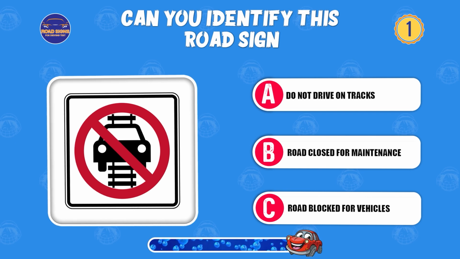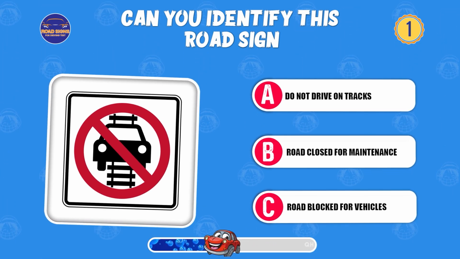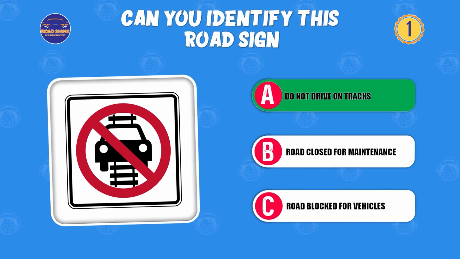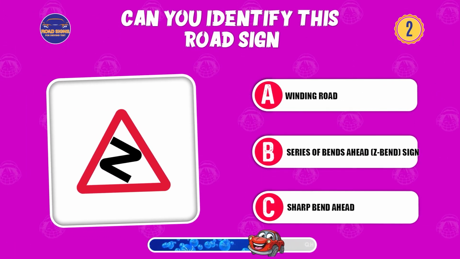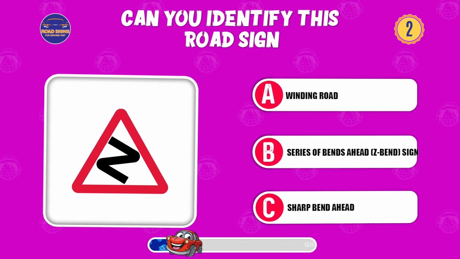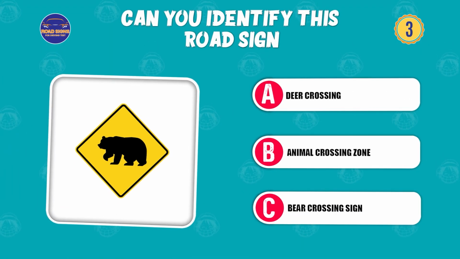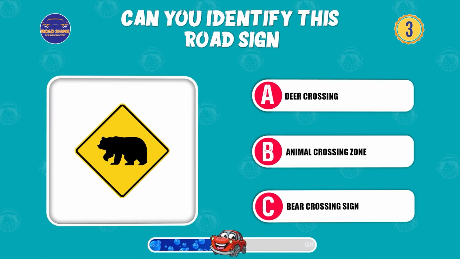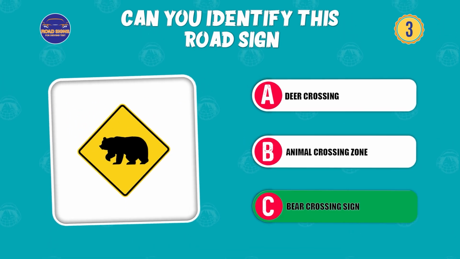Let's get started. Question 1. What does this road sign indicate? A. Do not drive on tracks. Question 2. What does this road sign mean? B. Series of bends ahead, Z-bend sign. Question 3. Can you identify this road sign? C. Bear crossing sign.